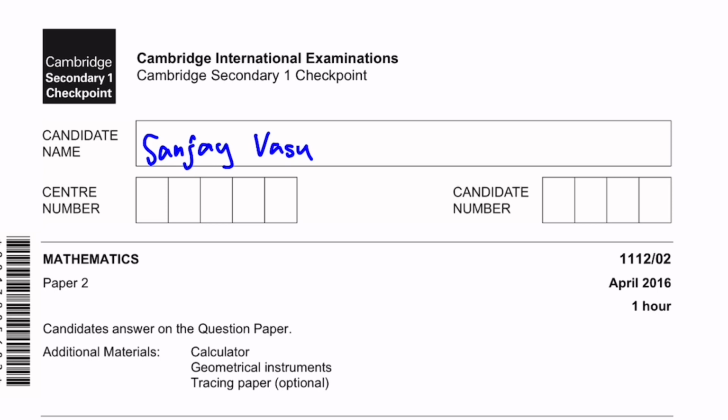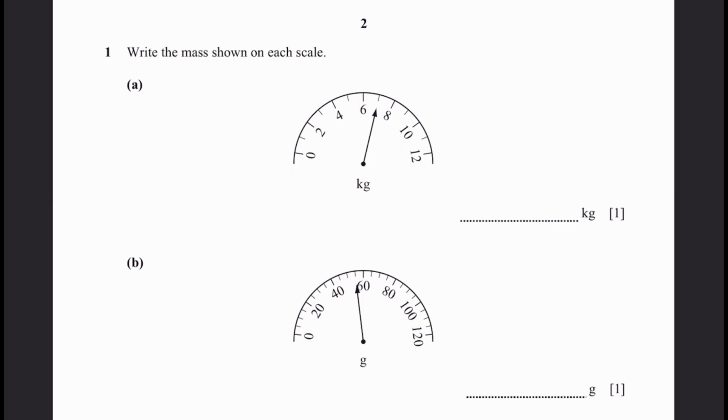This time it's Cambridge Secondary 1 Checkpoint for Mathematics, Paper 2 of April 2016. Calculators allowed. Question 1. Write the mass shown on each scale. A, we have the scale 0, 2, 4, 6, 8, 10, 12. The 2 division gap means for 1 division gap, it's 1 unit. That means there's 1, there's 3, there's 5, there's 7, and there we have it. We have our answer: 7 kilograms.